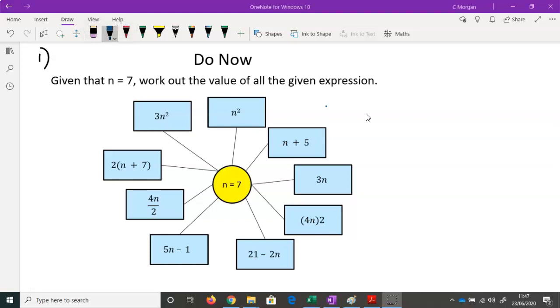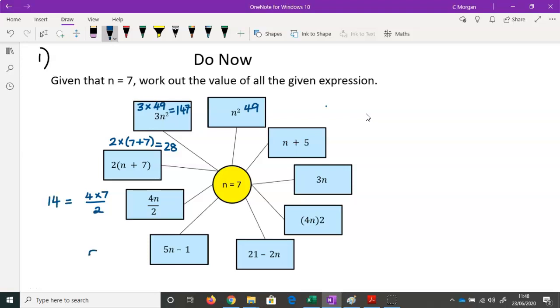Okay, I'm going to start at the top with n squared. 7 squared is 49. I'm moving over to the left. That means 3 lots of n squared, so 3 lots of 49, which is 147. I'm going to go to the left, so I've got 2, and then that means multiplied by 7 add 7. So I've got 14 lots of 2, which is 28. Moving down, I've got 4 lots of 7 divided by 2. I think that's the same as 28 divided by 2, which is 14.